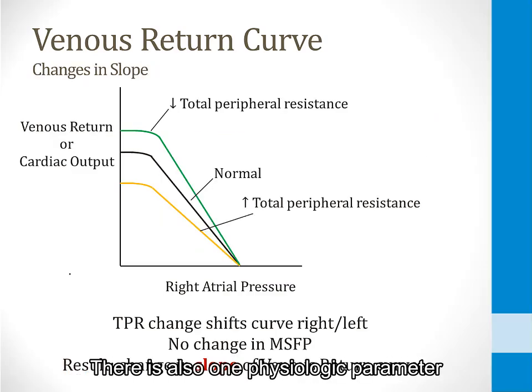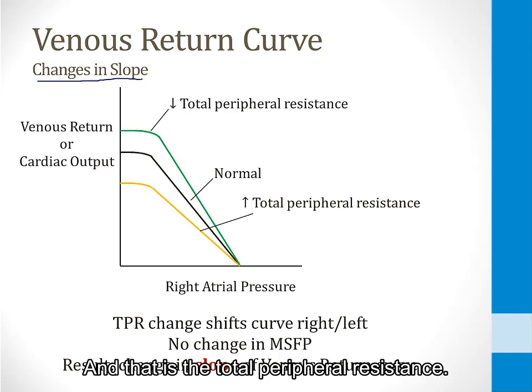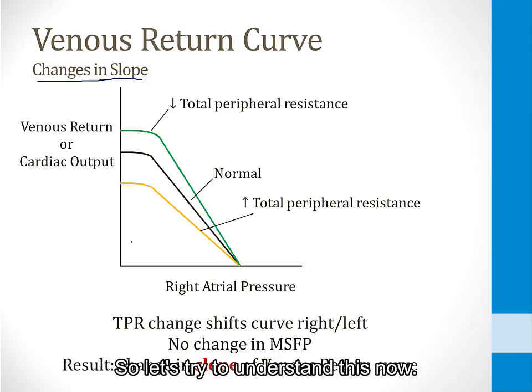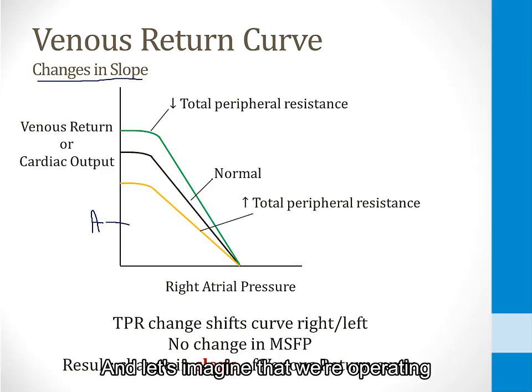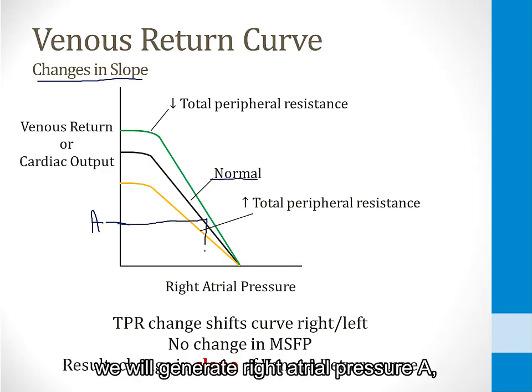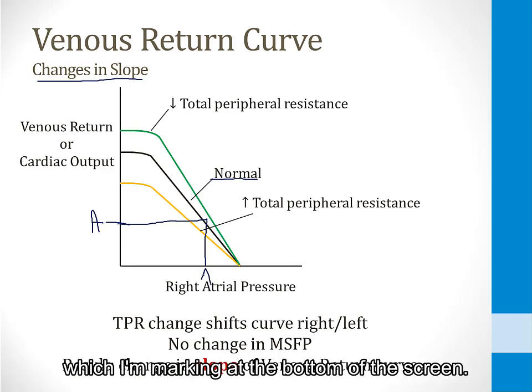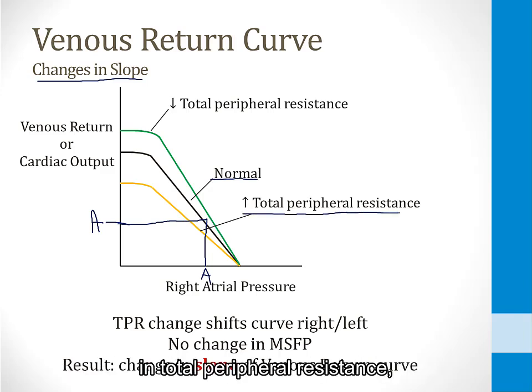There is also one physiologic parameter that can change the slope of the venous return curve, and that is the total peripheral resistance. So let's try to understand this now. Let's imagine that we're operating at this cardiac output here, which I will label A, and let's imagine that we're operating on the normal venous return curve shown in black. At cardiac output A, we will generate right atrial pressure A, which I'm marking at the bottom of the screen. Now let's imagine there's an increase in total peripheral resistance.